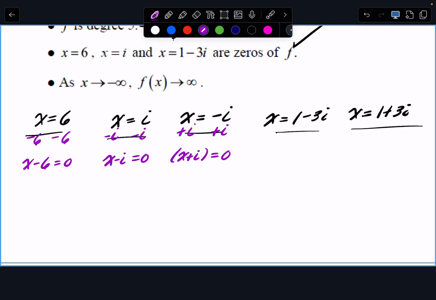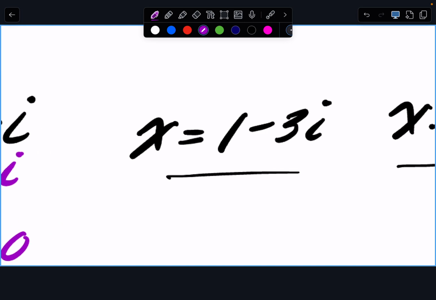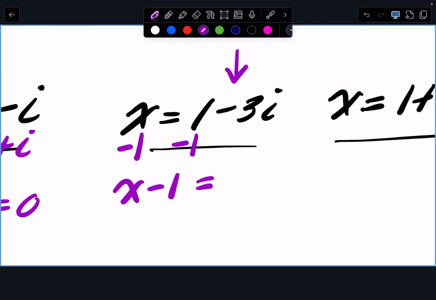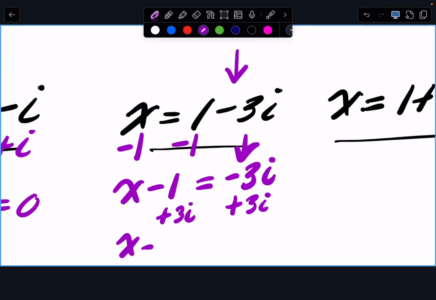I don't know why people think this is so complicated, complex. Guys, watch the next one. I'm like, what? Why is this so hard for people? Look, get this side equal to 0. This is like the most basic algebra we've done all year. How do you get 1 to the other side? Minus 1. So we have x minus 1 equals negative 3i. You with me? How do we get this side equal to 0? We then add 3i. So we have x minus 1 plus 3i equals 0.